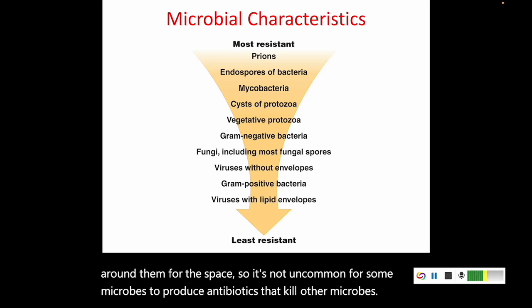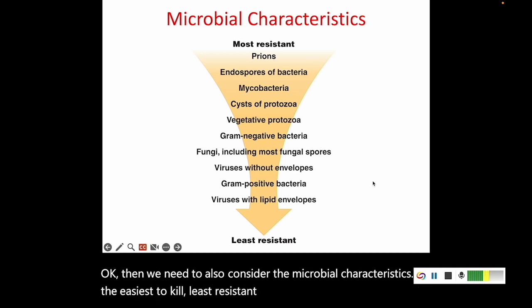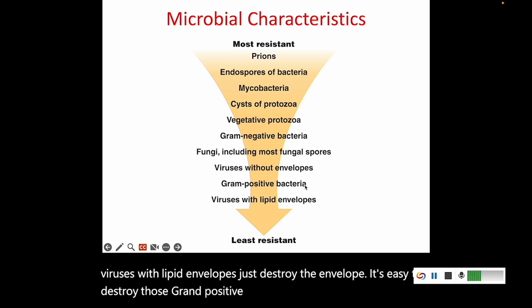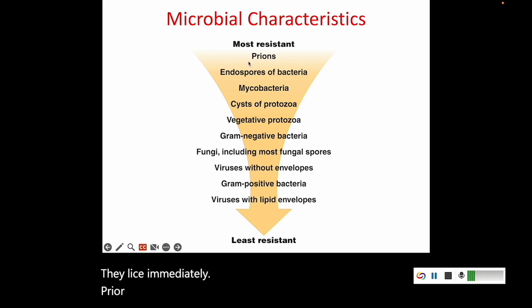Okay, then we need to also consider the microbial characteristics. The easiest to kill, least resistant microbes would be things like viruses with lipid envelopes. Just destroy the envelope, it's easy to destroy those. Gram-positive bacteria, destroy that thick cell wall. They lyse immediately. Prions, I don't know anything that can effectively destroy a prion.